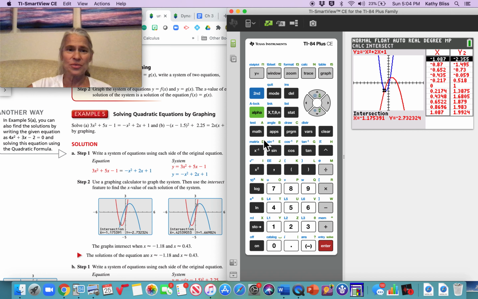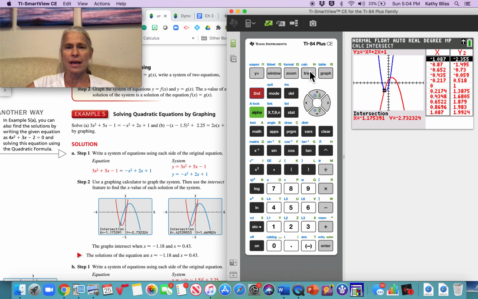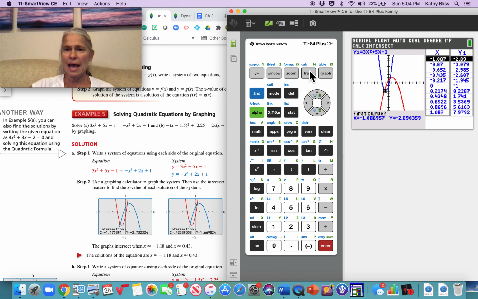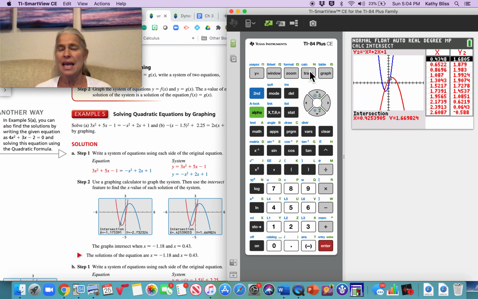All right, and just to remind you, we're going to do the first curve and second curve. So we're going to go to second calc, and we're going to calculate the intersection point and first curve, and then just hit enter for second curve. But now I need to move my cursor up a little bit towards that other intersection point. That's your guess. And so your other value is about 0.43. 0.43 is your second value. Okay. And those are the values that they give you down here. Negative 1.18 and 0.43. Those are your 2 approximate values.